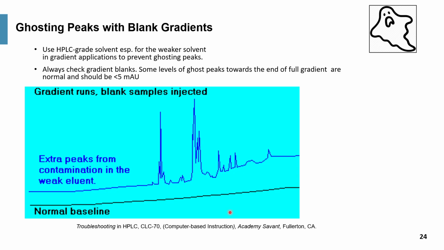Another example, right? So here he is demonstrating the ghost peak situation. With a normal baseline, there might be a small number of ghost peaks less than 5 milliabsorbance units, and you can label them as blank peaks. Occasionally, an extra peak most likely came from contamination in the weakest eluent, which is mobile phase A. So make sure that the additive in mobile phase A is highly purified, such as using a good grade of TFA, for example, to eliminate or minimize this ghost peak problem.